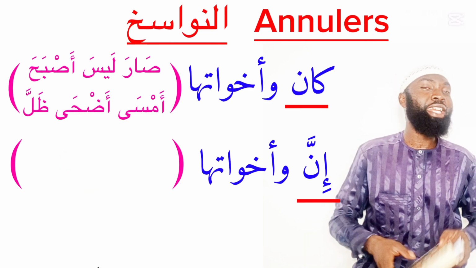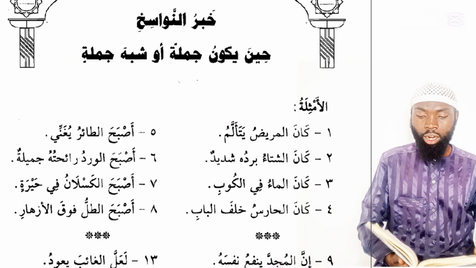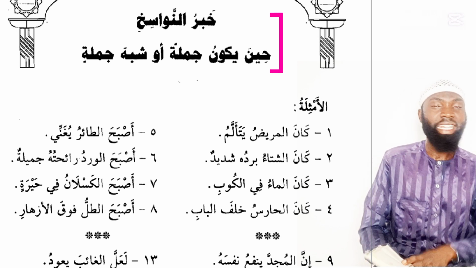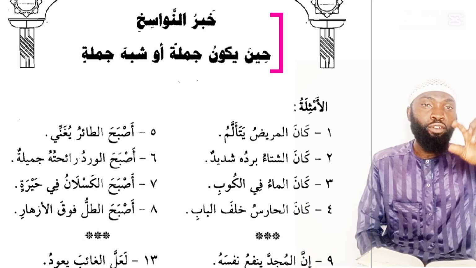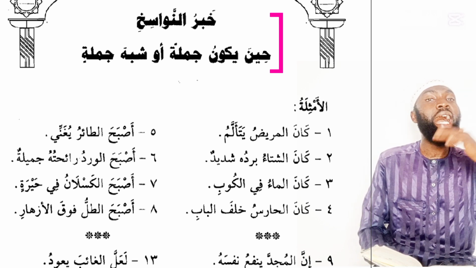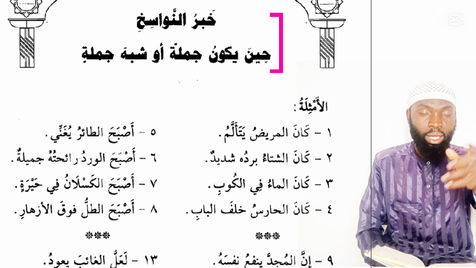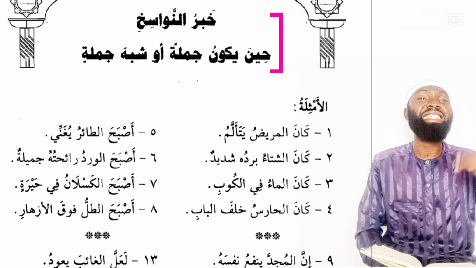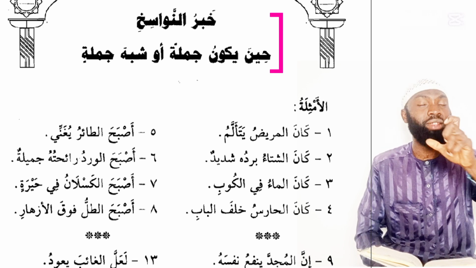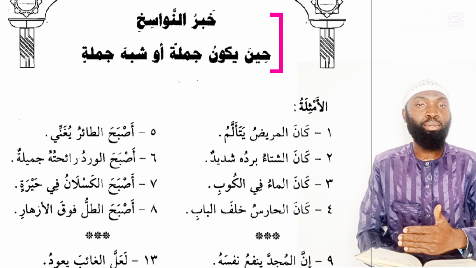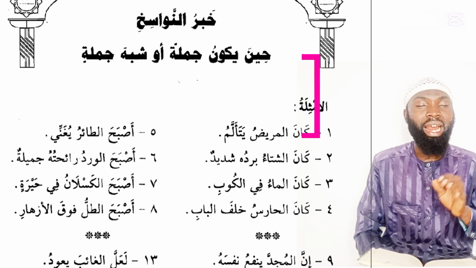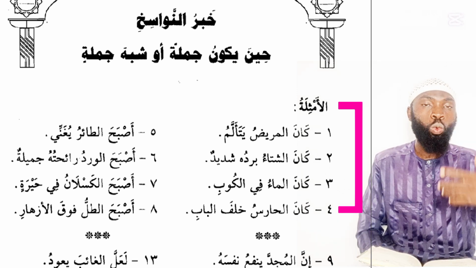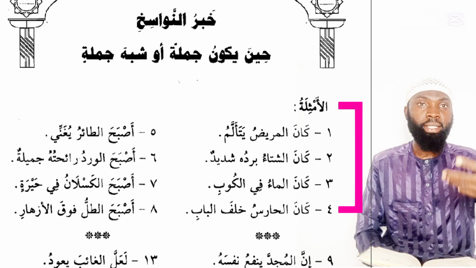When we come back to our book An-Nahwu al-Wadih, here we have the topic Khabar Nawasikh hina yakunu jumlatan aw shibha jumlatin. The predicates of the following, the words which we have mentioned, inna wa akhawatuha and kana wa akhawatuha, are predicates when these predicates are coming as either sentences or they are coming as look-alikes. They look like sentences, but they are not. And we have lots of examples here. Let's consider them. Here we have first one, kana al-maridu yata'allamu. The sick was feeling pain. The sick person was feeling pain.